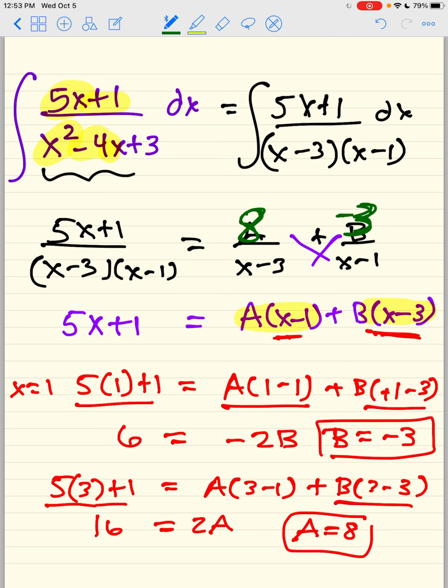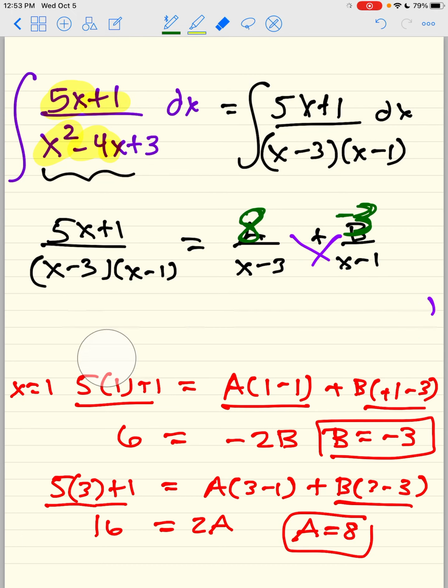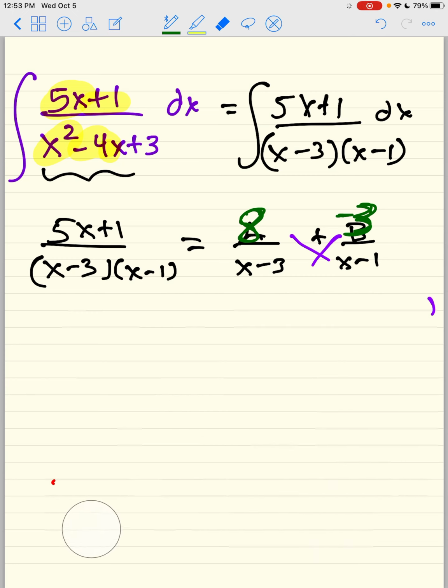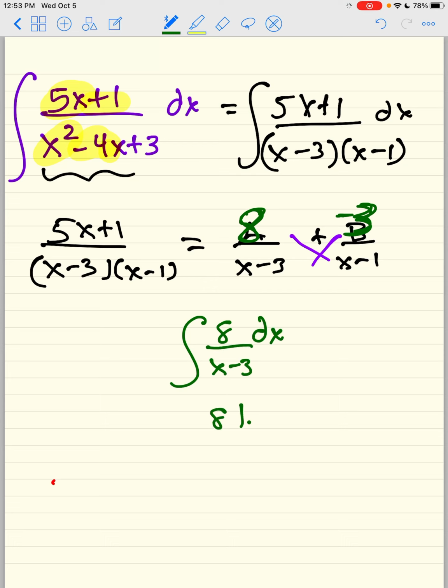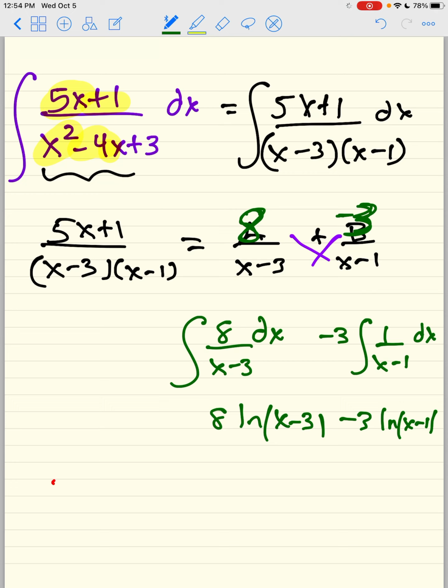And then we're going to integrate them. I'm going to erase this, so if you need to pause the video, then you pause it. So the integral of 8 over x minus 3 with respect to x is 8 natural log of x minus 3. The integral of negative 3 over x minus 1 is negative 3 times the natural log of x minus 1. And that's your final answer.